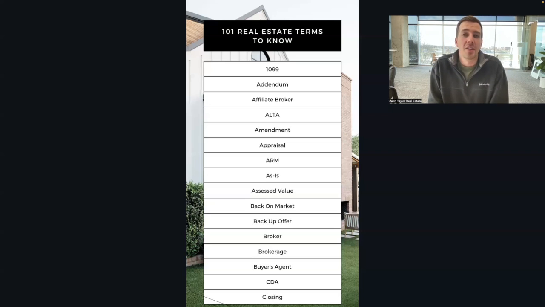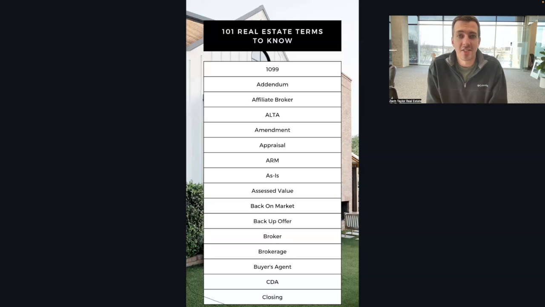Back on market. This is if a deal was pending, it's under contract, and it goes back on the market. Maybe something popped up during the inspection and that previous buyer backed out, or maybe the home didn't appraise, or maybe the buyer couldn't get financing. So the home is back on the market.